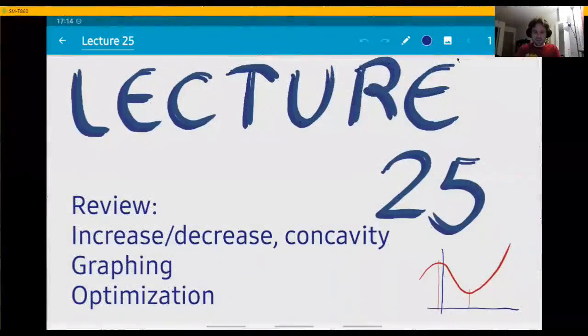Hi, this is a review lecture. The topics are right here on the screen. It's going to be properties of graphs that you can get from the derivatives, and then also the techniques for graphing, for drawing those graphs. And then after that, optimization problems. So we're gonna just do a few problems involving each one of these topics.